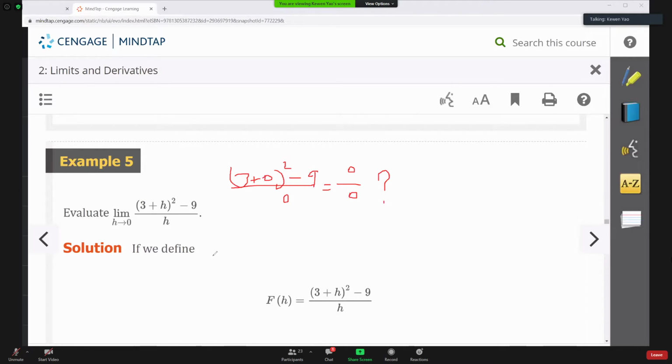So please solve this. You have to simplify the numerator, right? And then continue, okay? Please solve this by yourself. Find the limit of this function as h approaches 0. Please do it. Don't wait. Do not waste your time. You have to solve this to find out the answer.